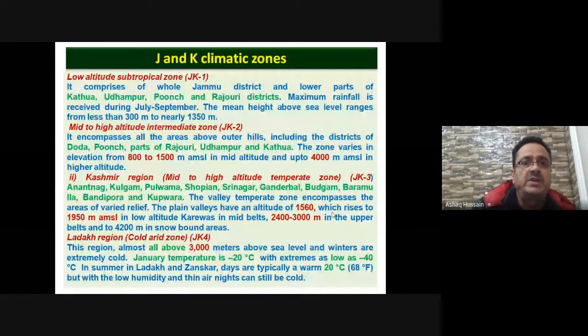One is the subtropical region of Jammu. And Jammu province has also one more type of climate, that is the intermediate zone. The intermediate zone extends from 800 to 1500 meters above sea level. And there are also certain high mountains which extend to an altitude of 4000 meters.